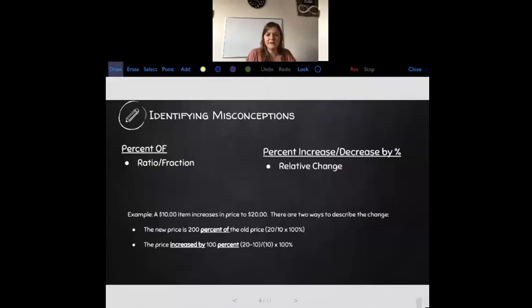Percent of is usually dealing with a ratio or a fraction. So if you get 80 questions right out of 100 on an exam, that means you got 80% of the questions correct. Percent increase or decrease by a specific percentage is more talking about relative change, when we're using a given value and comparing it to a previous value or vice versa. So another example, a $10 item increases in price to $20. So there are two ways to describe this change in talking about percentages. We can talk about percent of. So the new price is 200% of the old price.